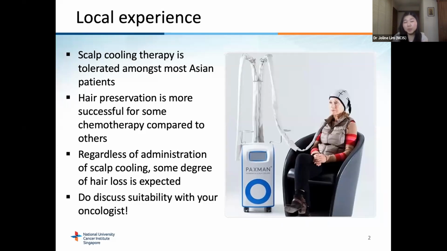Whether or not each patient is suitable, at the end of the day, it's still a discussion to have with the oncologist. If it's something you're interested in, do check with your oncologist to see whether this is something that could potentially be an option for yourself.